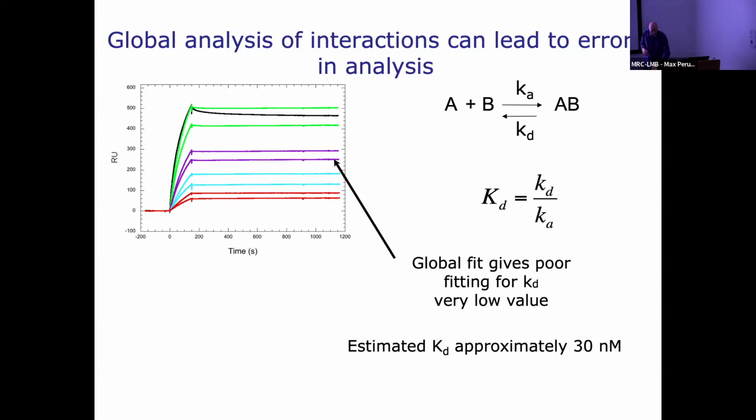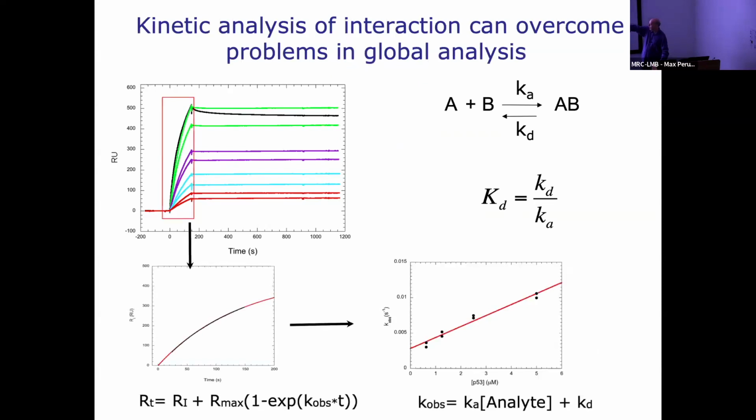Okay, so a way around that, if we can't believe that this is fitting dissociation well, is we can look at the association phase and measure the observed rate. There's again a simple exponential for 1-to-1, and then we can fit that against the concentration of analyte. For 1-to-1, that should be a straight line where the gradient is going to give us the association rate constant, and the intercept on the y-axis is going to give us the dissociation rate.